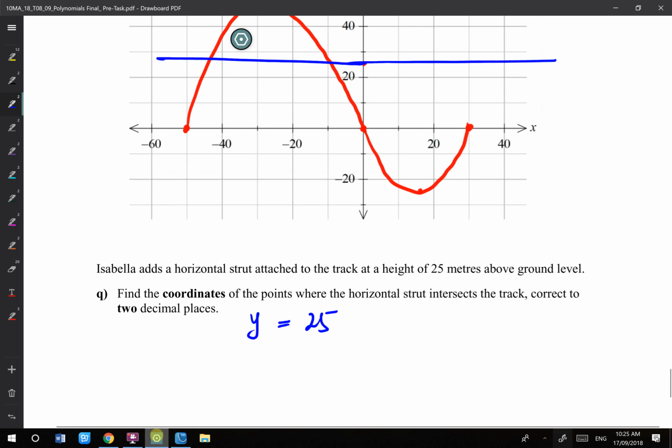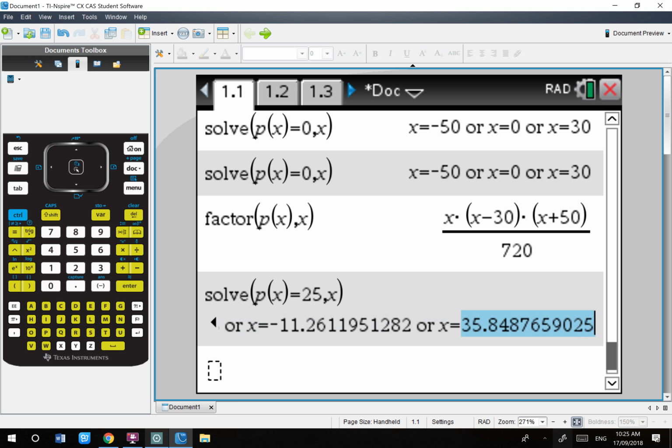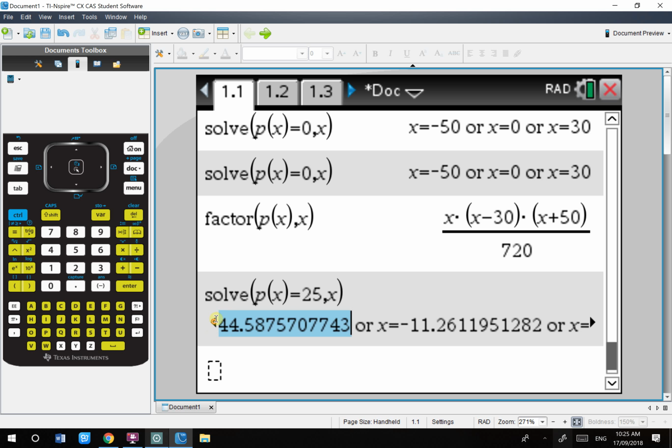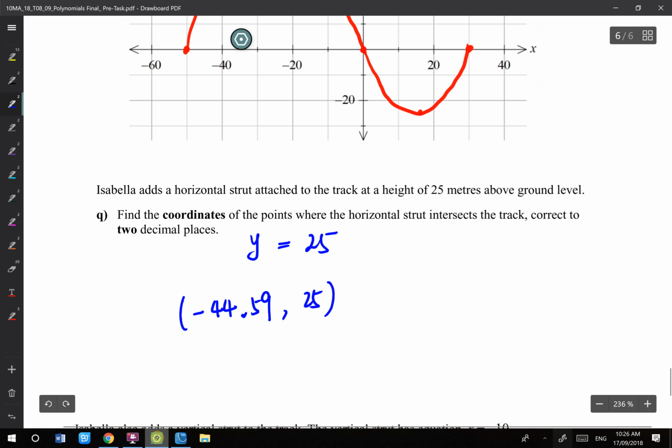Okay, how many intersections will I have? 2, right? 2 intersections. But how many intersections do I have here? I have 3. But 1 is out of the domain. I'm not going to have the 35 one because the 35 is not in my domain. My domain stops at 30. So the 2 answers will be minus 11.26 and the other one, minus 44.59. So the 2 coordinates are minus 44.59, comma 25, and minus 11.26, comma 25.